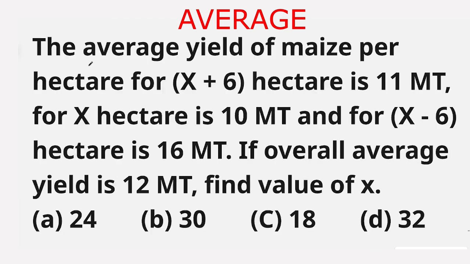Our question is, the average yield of maize per hectare for x plus 6 hectare is 11 metric ton. For x hectare is 10 metric ton, and for x minus 6 hectare is 16 metric ton. If the overall average yield is 12 metric ton, find the value of x. The given options are option A 24, option B 30, option C 18, option D 32.